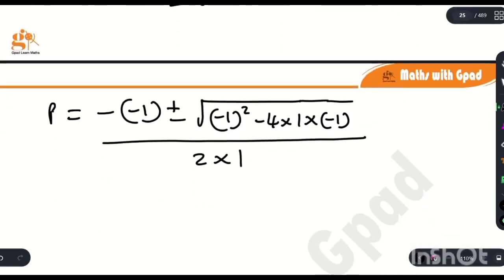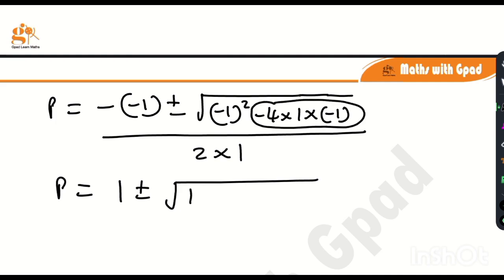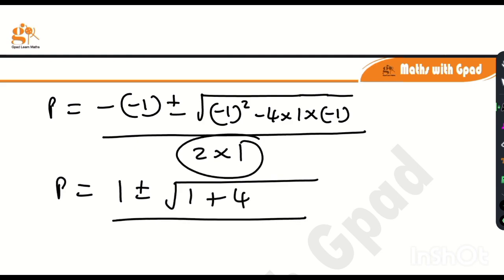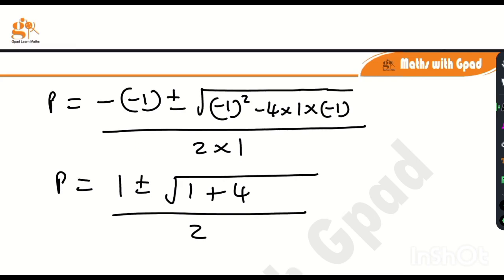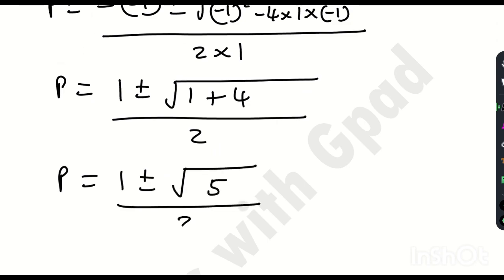So let's simplify this. P will be equal to -1 times -1 is 1. Okay, so plus or minus the square root of -1 squared is 1, minus 4 times 1 times -1 is plus 4. All divided by 2 times 1 is 2. Very good. So here we can say that p is equal to 1 plus or minus the square root of 1 plus 4 is 5, all divided by 2.